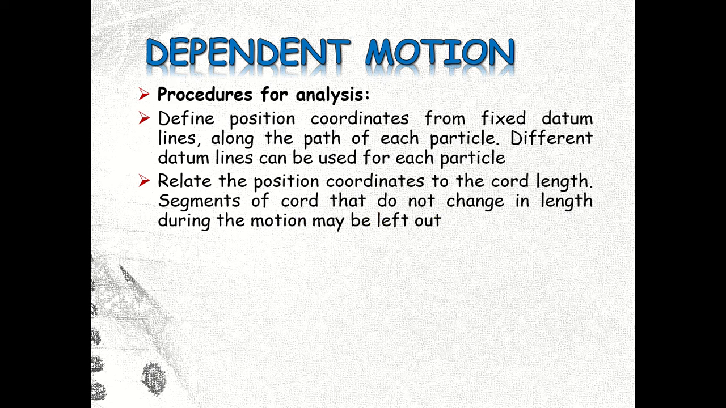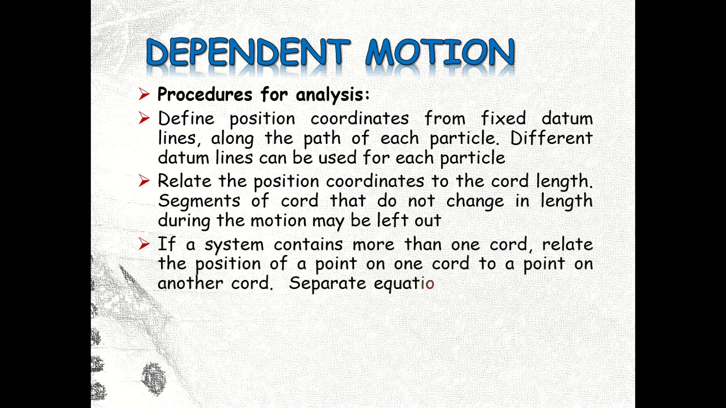Segments of chord that do not change in length during the motion may be left out. If they are not going to change, you may not include them in establishing the relationship of the position coordinates because they are constant. After all, when you differentiate a constant it becomes zero, so it's okay not to include them. If a system contains more than one chord, relate the position of a point on one chord to a point on another chord.